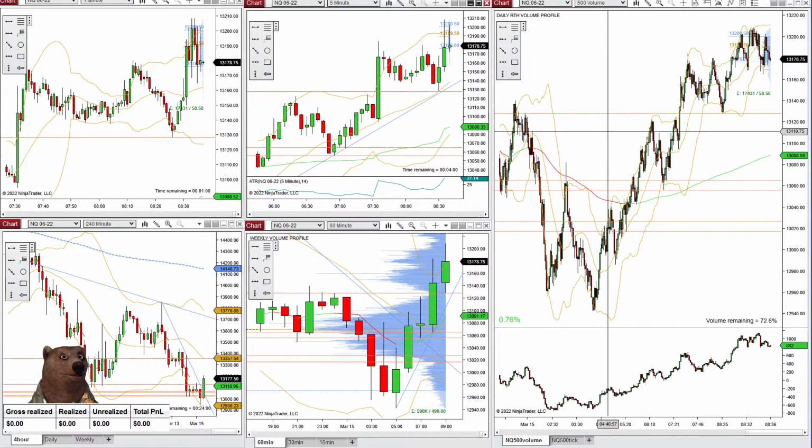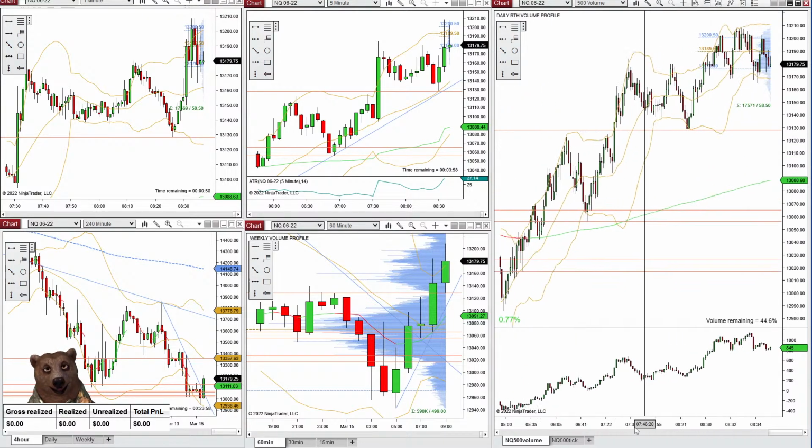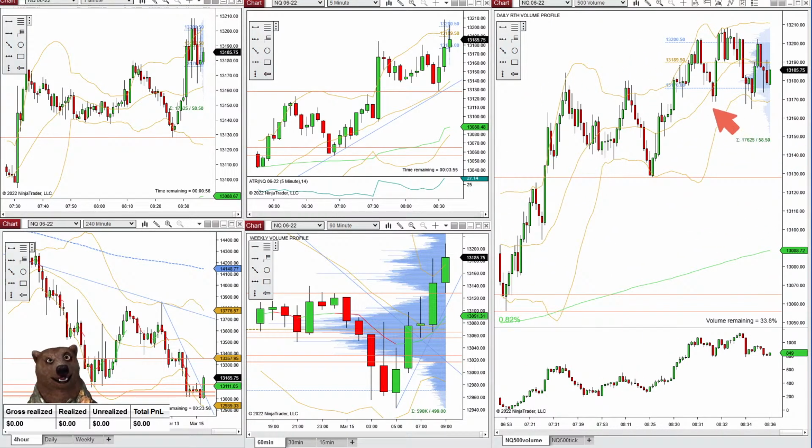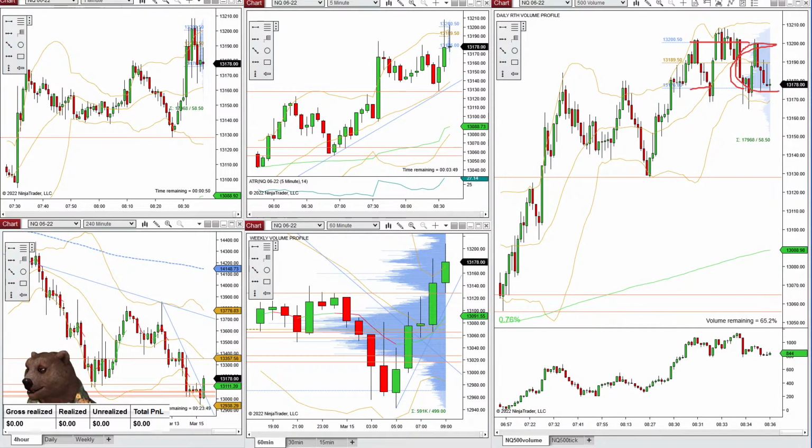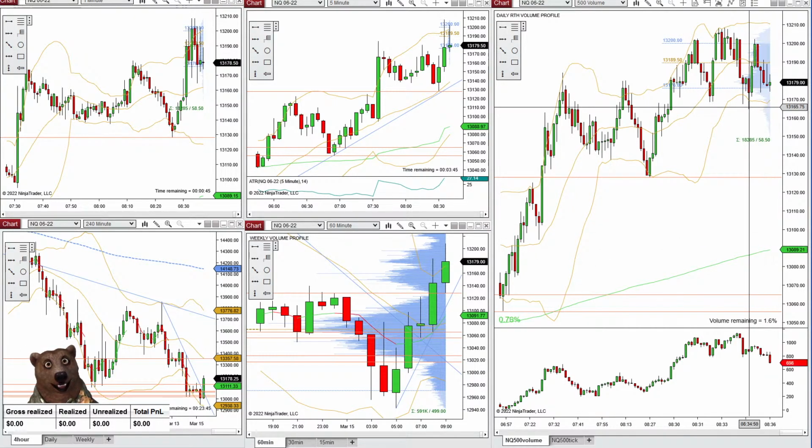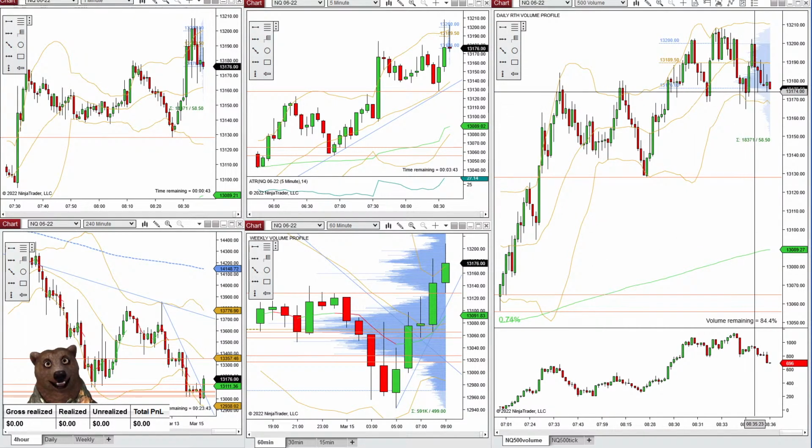Seems like it's running out a little bit, some exhaustion here up at the top. One thing I'm noticing is this range is a 20-point value area on the market open. Low volume. Looks like we're coming down a little bit.